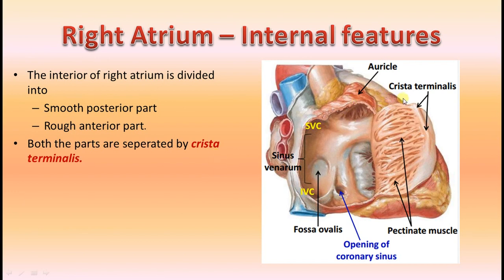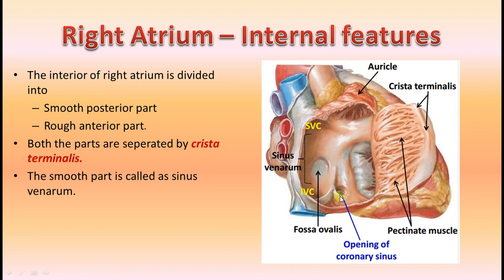Both the parts are actually separated by a raised margin, which is called the crista terminalis. Both the smooth part and the rough part are separated by the crista terminalis. Both the smooth and the rough parts vary in their composition, and they also differ from each other in their development. The smooth part is called the sinus venarum.